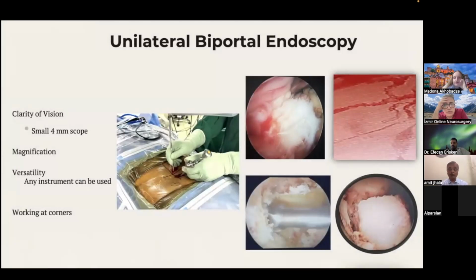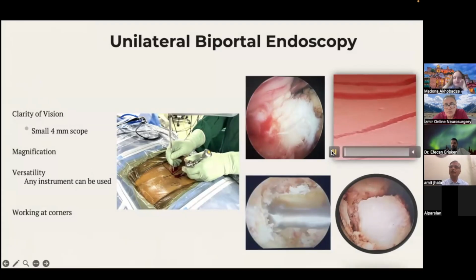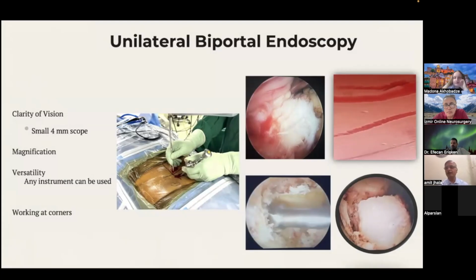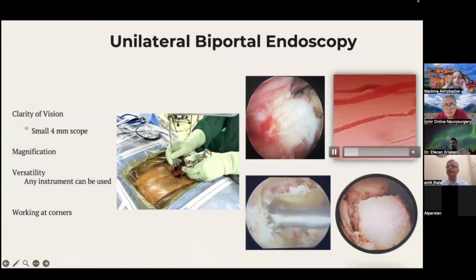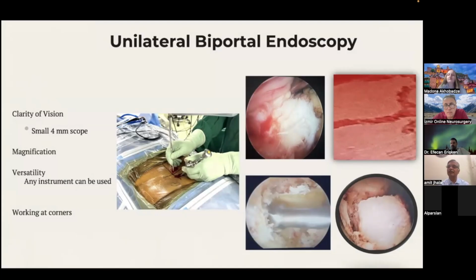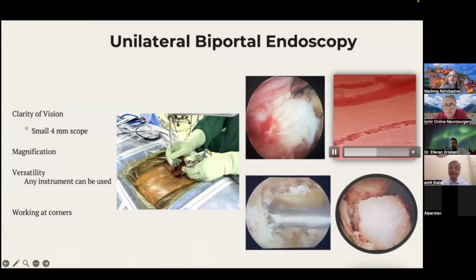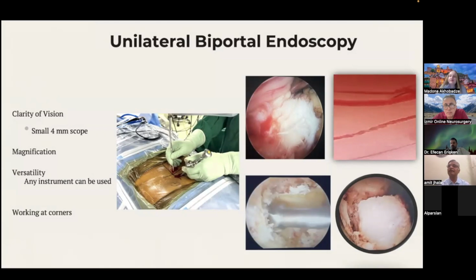So for a fusion, when we say monoportal or biportal, I think biportal becomes much more versatile for doing a fusion technique. And because of the clarity of vision, you can see the magnification which the endoscope gives. This is a dural surface, and you can see very nicely even the capillaries, and the clumped RBCs which are going. That's the amount of magnification that you can see with the help of the endoscope.